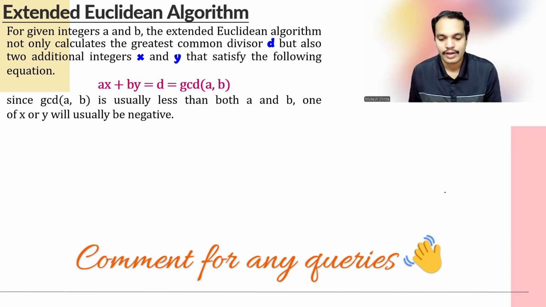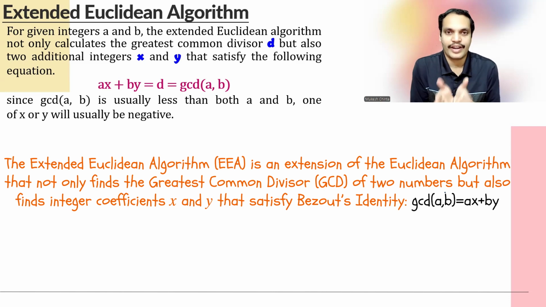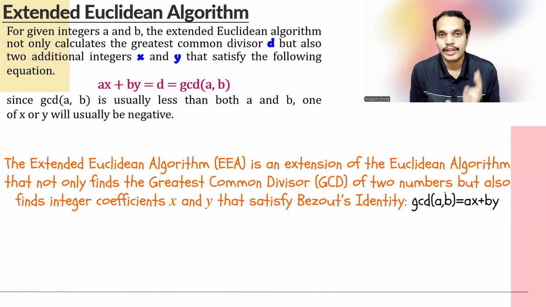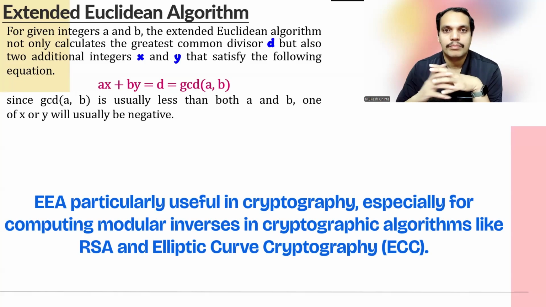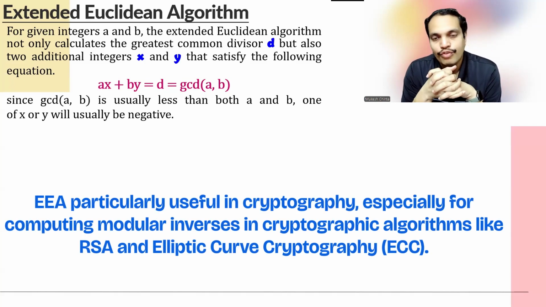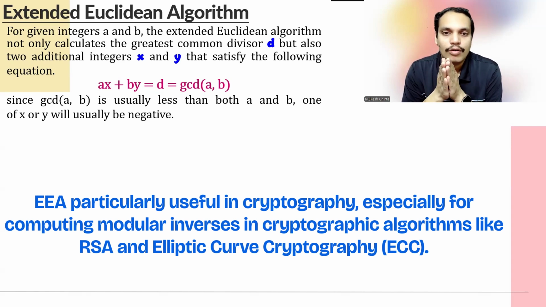Now here, till now we have been calculating the GCD for any given two numbers. This extended Euclidean algorithm not only calculates the greatest common divisor d, but also gives you two additional integers x and y, which satisfy the equation ax plus by is equal to d, which is nothing but your GCD of a comma b. The extended Euclidean algorithm is a powerful tool in number theory with several key applications, including finding the modular inverses for cryptography, modular arithmetic, and computer algorithms.